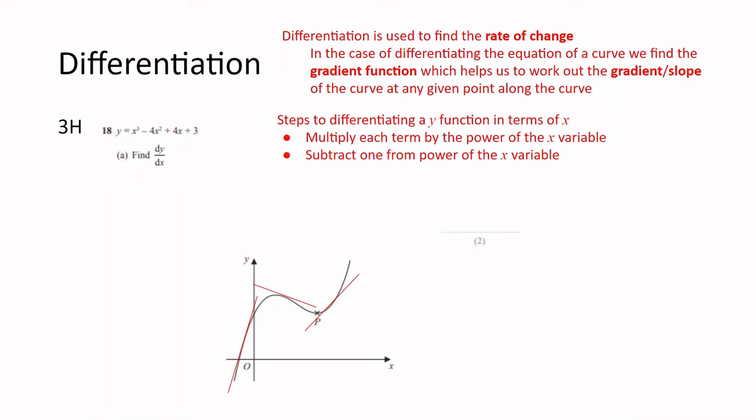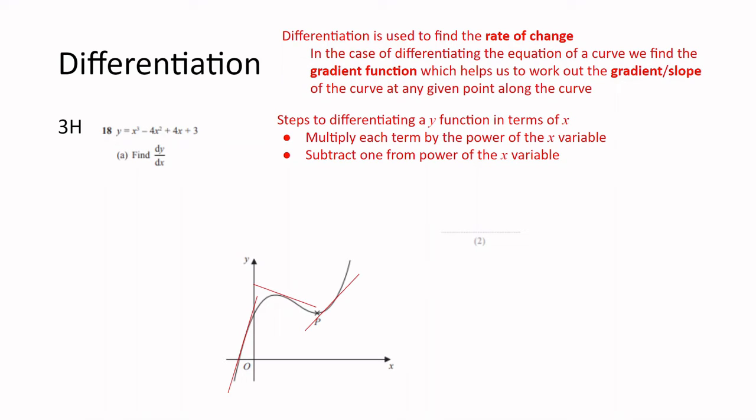The steps to differentiating a y function in terms of x is you simply multiply each term in that expression by the power of the x variable and then subtract 1 from the power of that x variable. However, this is quite a simple example because it's already in the right format. We've got 4 different terms here, x cubed minus 4x squared plus 4x plus 3. Each term is separated from the other by either a plus or a minus sign, and each of these terms are some multiple of some power of x. Even this one, even though there's no x there, that's like x to the power of 0.